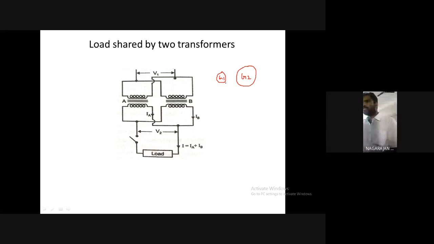Look at these two. Just by looking at this diagram, you can identify that G1 is smaller compared to G2. For example, I'll say this is a 1 kVA generator and this is a 3 kVA generator. And these two are coupled in parallel and they are sharing a load. It's a variable load.